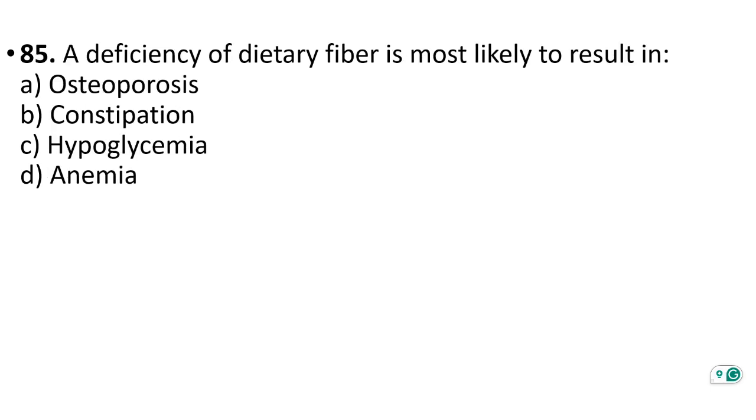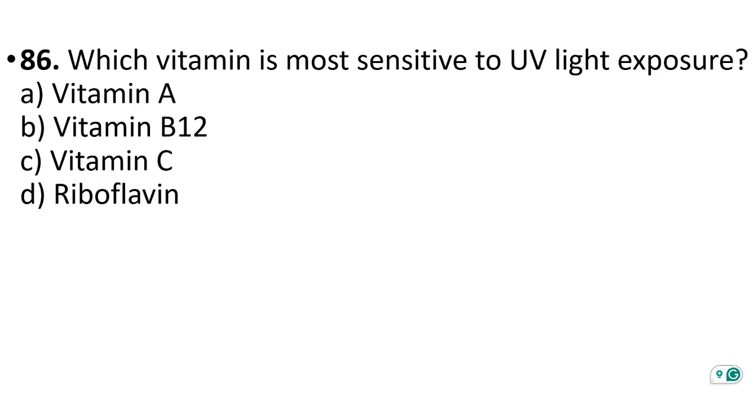85. A deficiency of dietary fiber is most likely to result in osteoporosis, constipation, hypoglycemia, anemia. Your answer is option B, constipation. 86. Which vitamin is most sensitive to UV light exposure? Vitamin A, B12, vitamin C, riboflavin. The answer is option D, riboflavin.